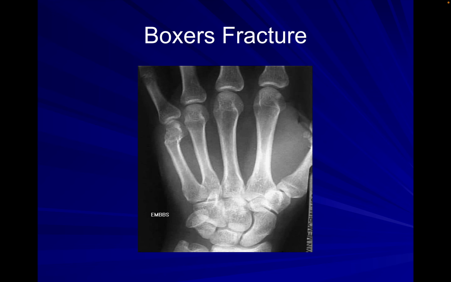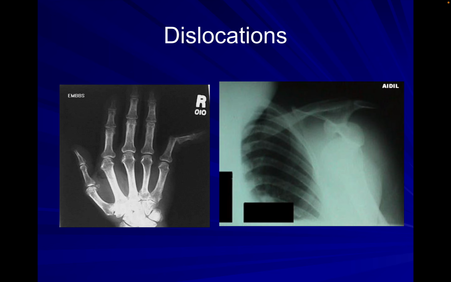Here's a couple of examples. This is what's known as a boxer's fracture, which is a fracture of the fifth metacarpal, typically from punching something hard with a force transmitted through that metacarpal head. Dislocations tend to be pretty prominent, as you can see in that image on the left there of the middle and distal phalanx, significantly malaligned.